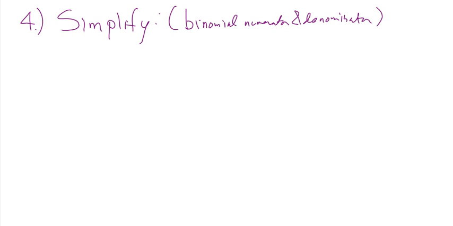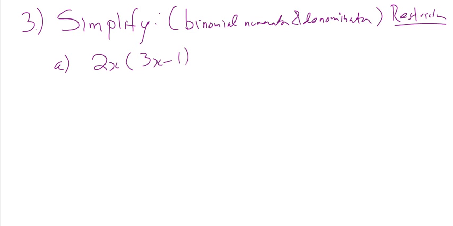Okay, here's the first one. Remember restrictions, right? Restrictions. Always, right? That's an always. Always restrictions. Okay, A. Actually, this is like 3, isn't it? Because we only did 2. 3. 2x. 3x minus 1.